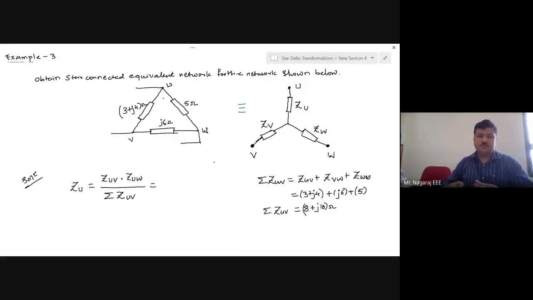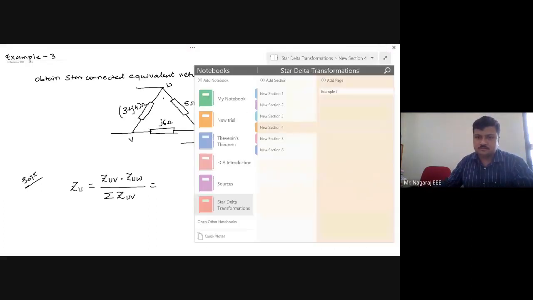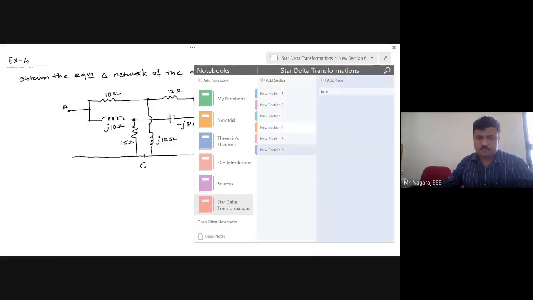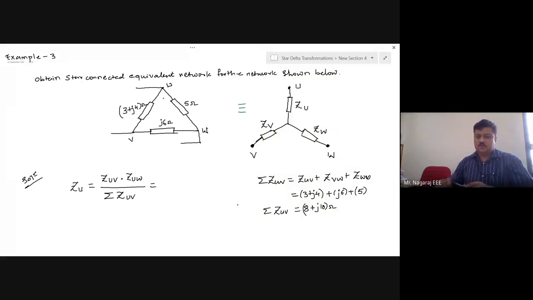So yesterday we had left with this example solution in between. We have seen how to calculate the complex numbers in a calculator, using Casio 991 ES or ES plus.